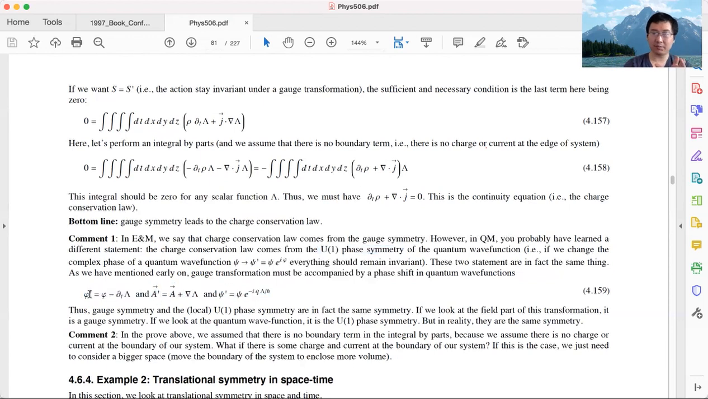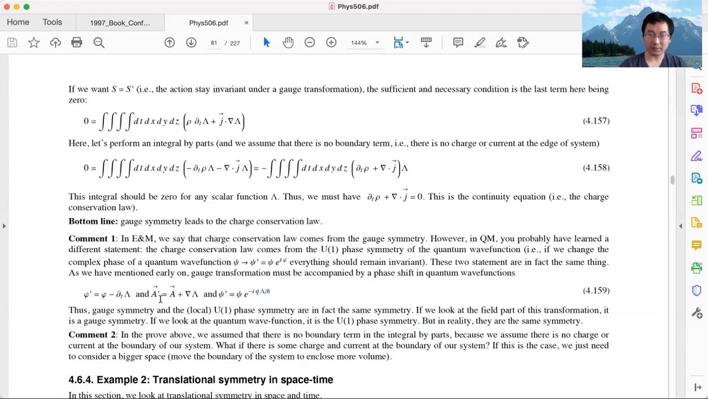In E&M, we show that gauge transformation changes the scalar potential and the vector potential. But for the full gauge transformation, at the same time, you need to change the complex quantum wave function by a phase. And that phase is exactly the same lambda we use here, divided by Planck's constant h bar and multiplied by the charge of the particle, so up to some physical constants. Changing the complex phase of the wave function and gauge transformation in E&M are exactly the same thing. They are the same transformation, and they are the same symmetry.